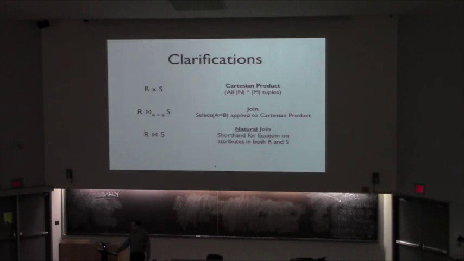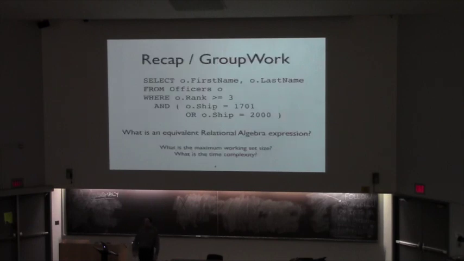And while that's happening, here's a little bit of group work to get you up and running. So turn to your nearest neighbor, and I have this query up here. I'd like you to come up with a relational algebra expression that captures this selection predicate. And I'd also like you to come up with, for the specific relational algebra expression that you've come up with, what the maximum working set size is, as we talked about last Wednesday, and what the time complexity of that expression is. So turn to your nearest two or three neighbors.